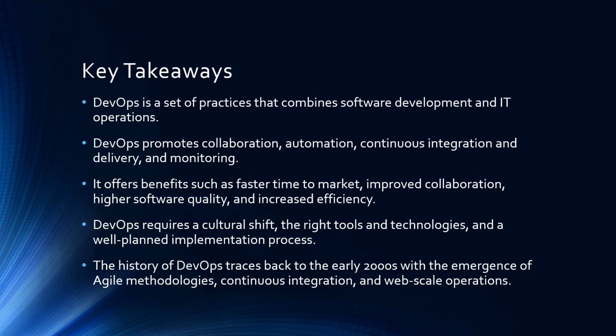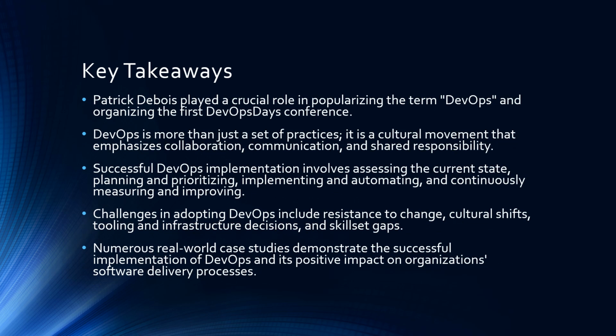The history of DevOps provides important context for understanding why these practices evolved and how they address real-world challenges. From the early days of Agile to the emergence of web-scale operations, each phase of DevOps evolution has contributed valuable lessons that inform current best practices. The role of Patrick Dubois in formalizing and popularizing DevOps highlights how the movement grew from practical needs rather than theoretical concepts. This grassroots evolution continues today as organizations adapt DevOps practices to their specific contexts.